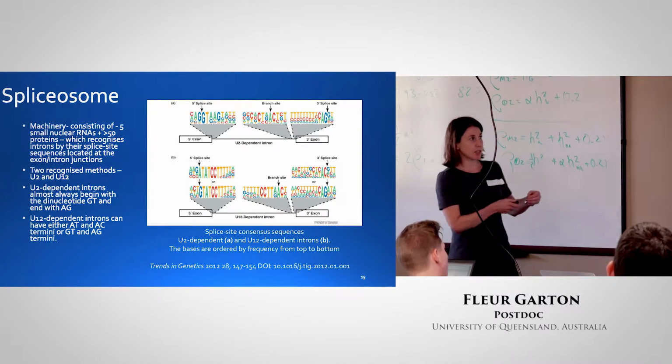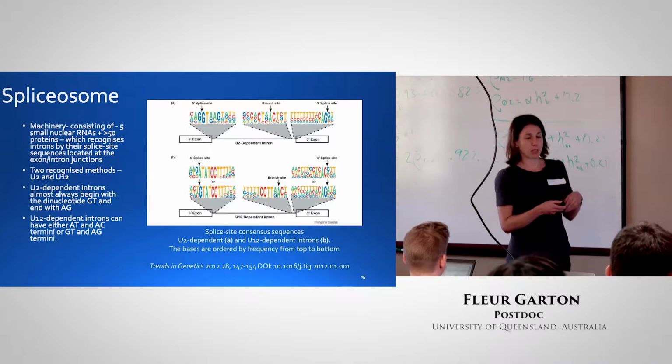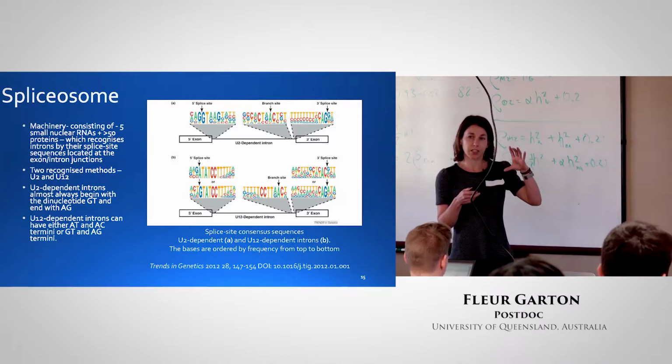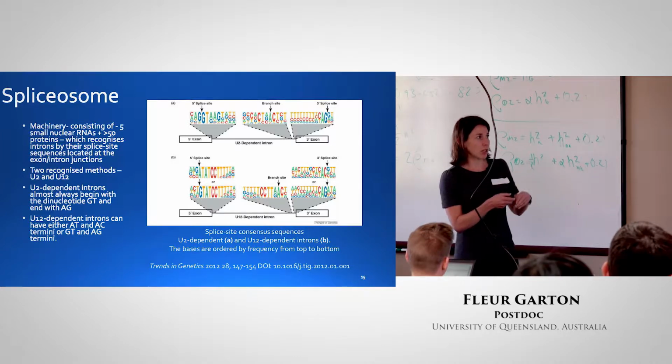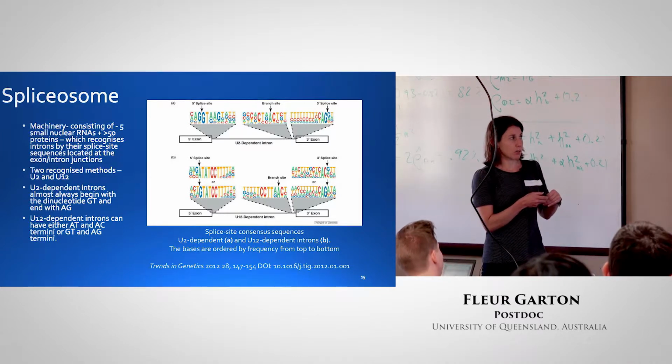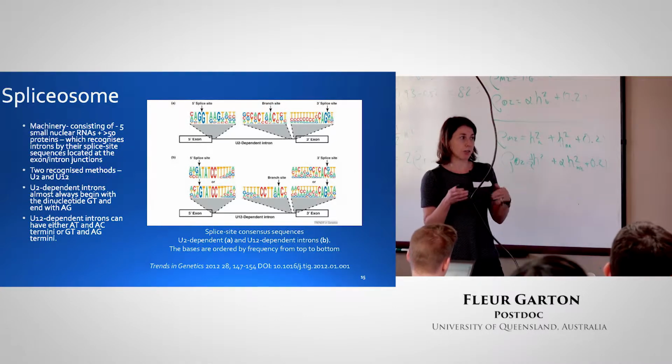When you see these types of pictures with all these bases, it's just an indicator. The size of the letter indicates the frequency that the base is seen. So it could be a C, an A, a G, or a T at this particular position, but it's always a GT here. This is an indication of the consensus site and how it varies across different genes.